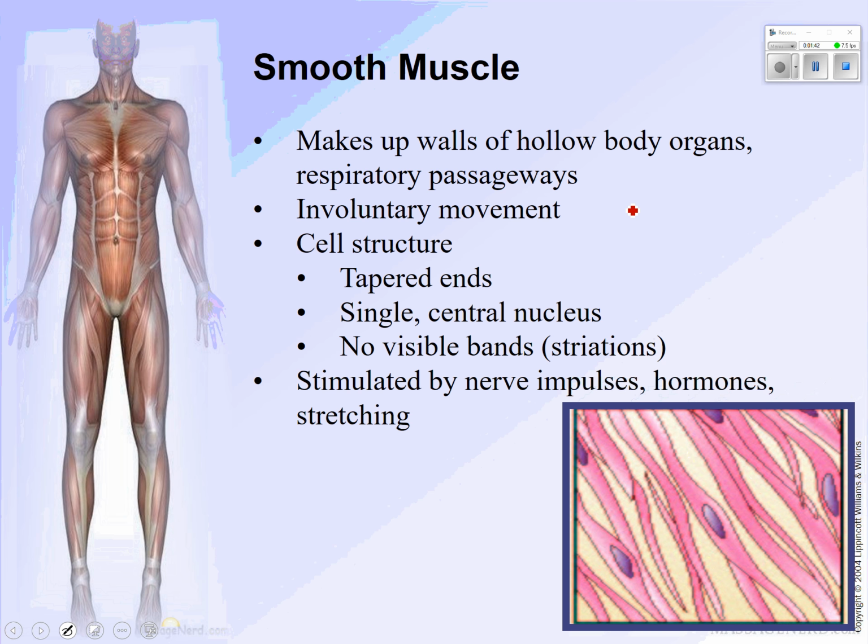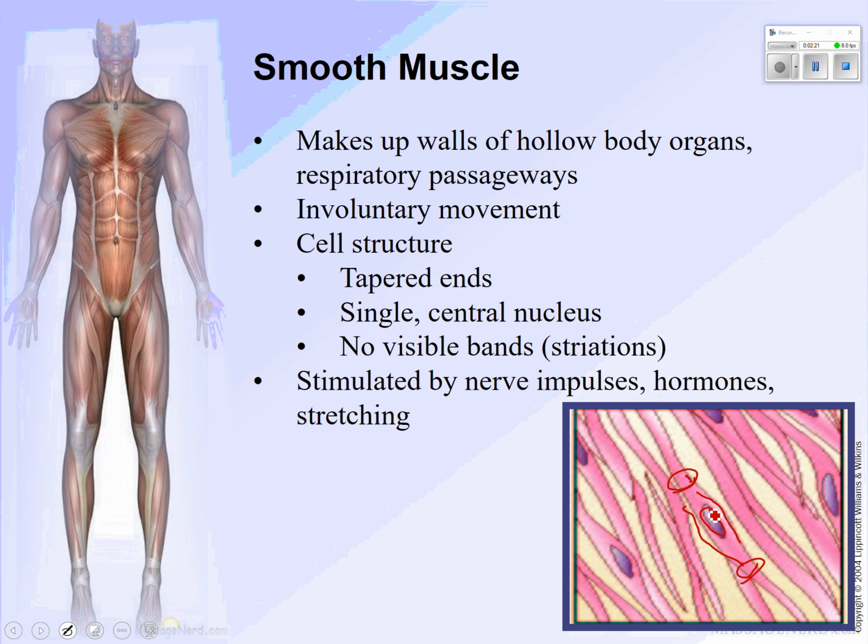So next, the cell structure. If you look at your picture of the smooth muscle, it looks like it has a belly here, and then it gets smaller on the ends, which are called tapered ends. It has one single central nucleus per cell. There are no visible bands or striations, so that's how it gets its name. It has a smooth appearance through a light microscope, so it's called smooth muscle because you see no visible striations.